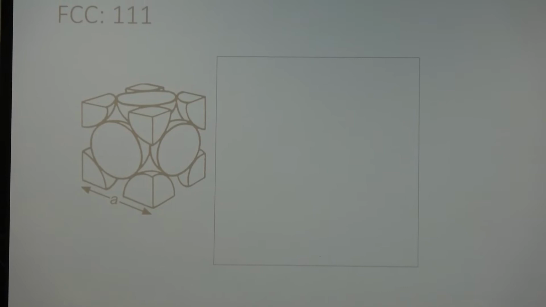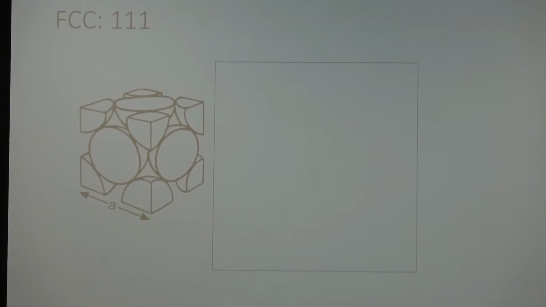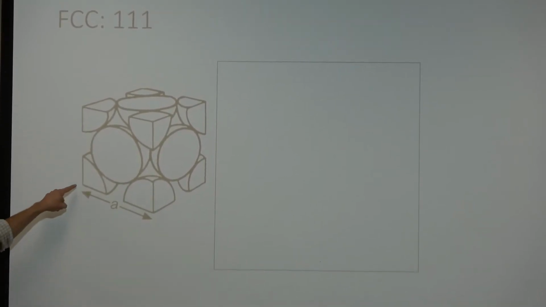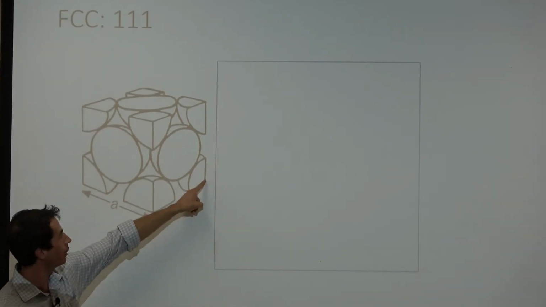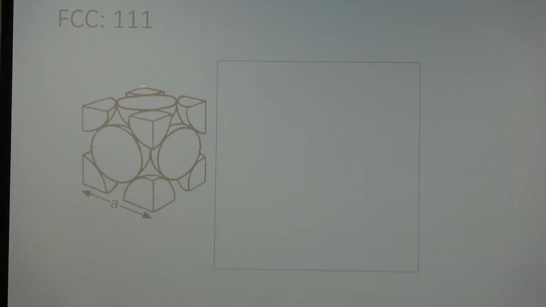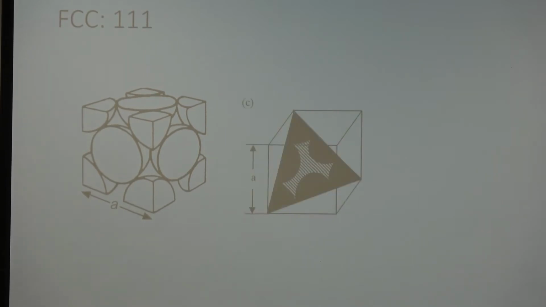1, 1, 1. Okay. So remember, the reason it's a triangle is because we go to 1 on the x plane, 1 on the y plane, and 1 on the z plane. Okay? And so if you put a plane through that, it would look like this. Okay?